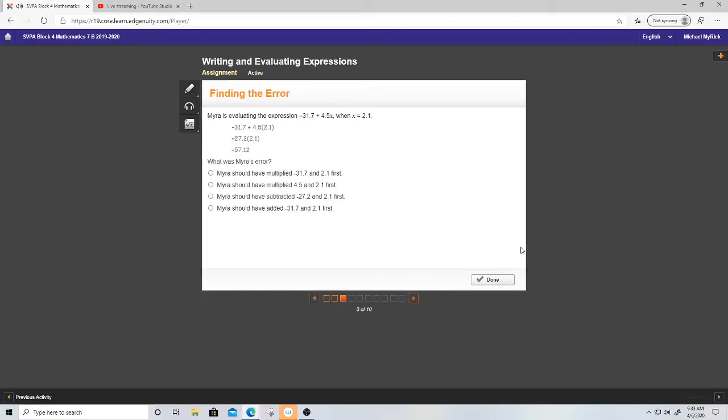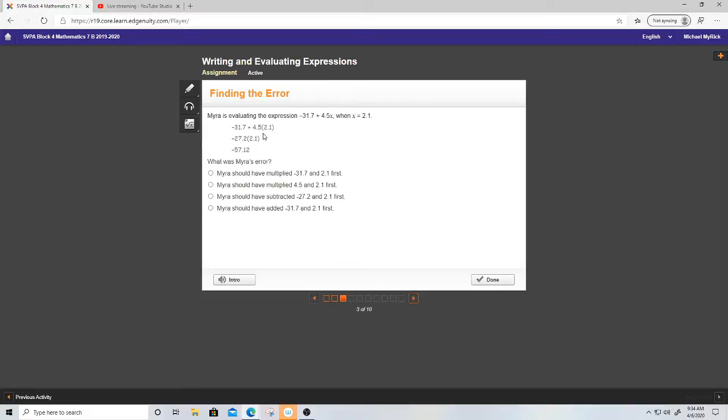Analyze Myra's evaluation of the expression when x equals 2.1. What error did Myra make? Alright, Myra took the 2.1 and put it in for her x. You see that? 2.1 right there. The negative looks good, the positive looks good.